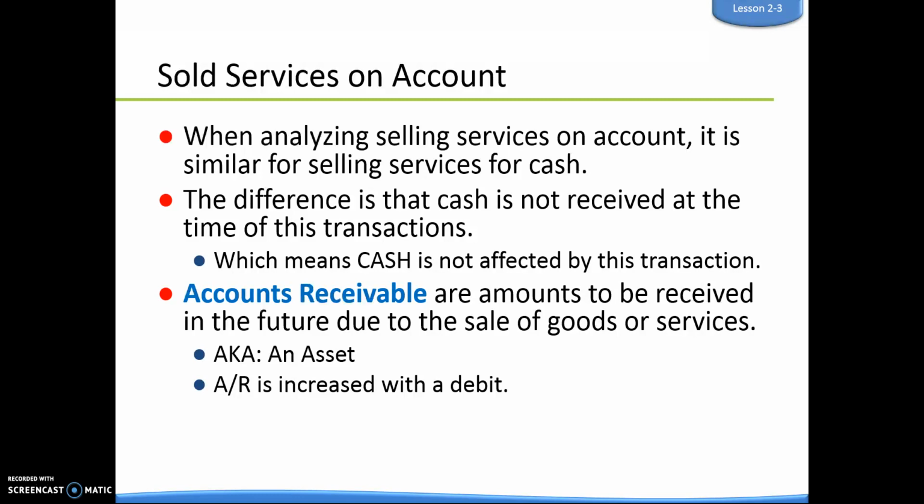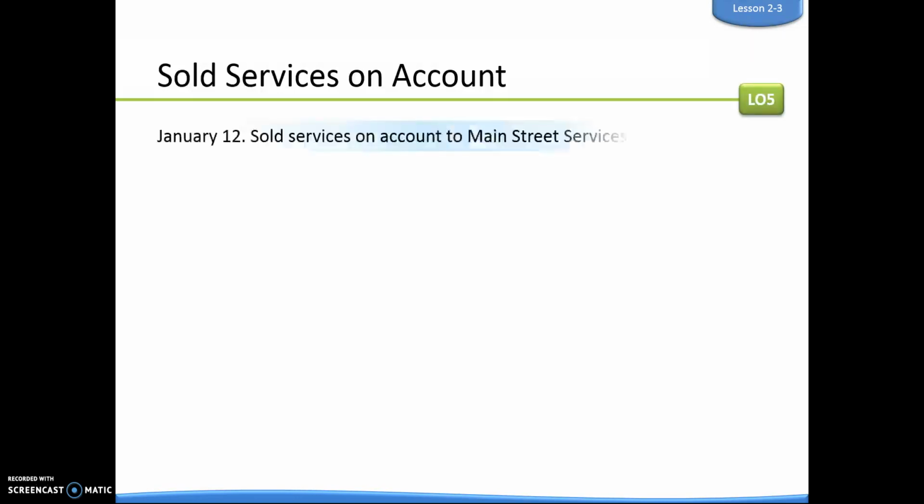Eventually, we will be paid, so we classify that as an asset. Okay, accounts receivable, since it's an asset, increases with a debit and decreases with a credit. So that is another new account that we're looking at. So let's look at a transaction where it says we sold services on account.